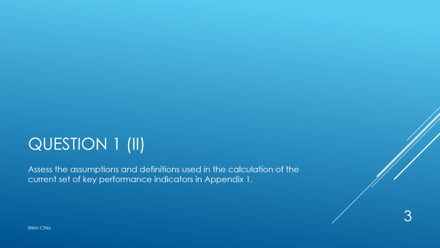We will now be looking at question 1, part 2. Assess the assumptions and definitions used in the calculation of the current set of key performance indicators in Appendix 1. If you're looking for other parts of this question, take a look at the cards which you will see at the top part of the video, and you can either go back to the earlier part or go to a later part if it's available.